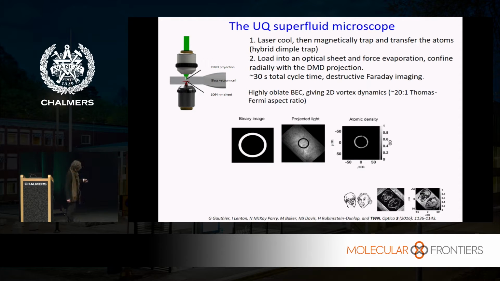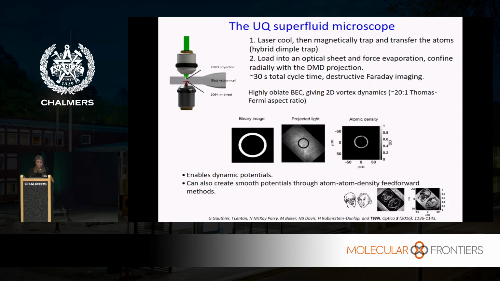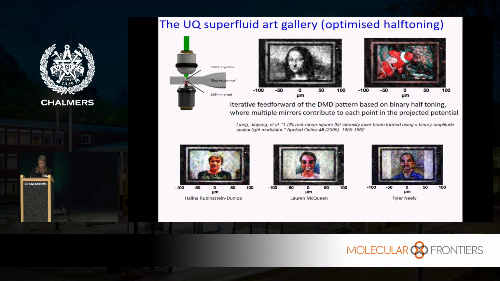And then, of course, we can play tricks. You were asking yesterday, one of the students was asking whether we can create any potentials. Yes, we can. So here is Bose, here is Einstein. What I'm doing is making a binary image. I put the light into this binary image, and then I put Bose Einstein condensate into Bose and Einstein. So there you go. So I have dynamical potentials, and I can also create very smooth potentials through the atom density feed forward method.